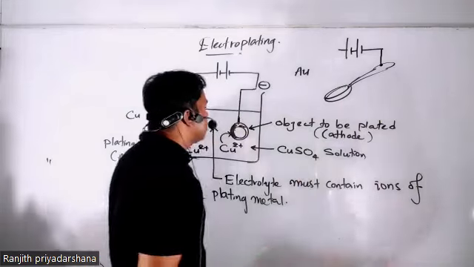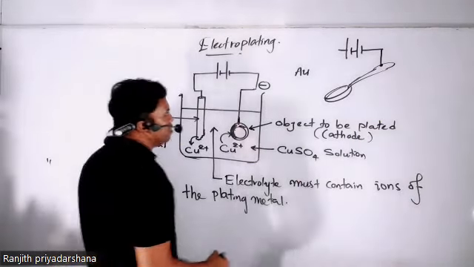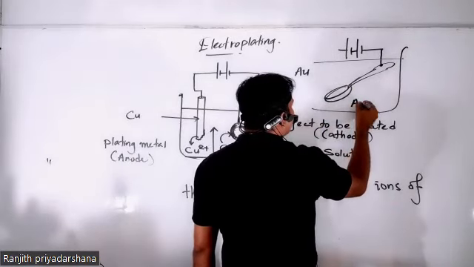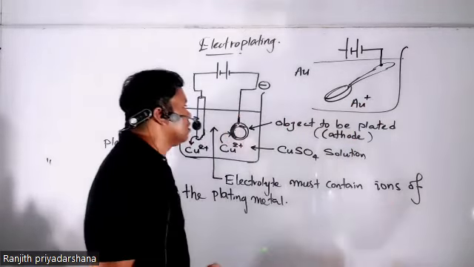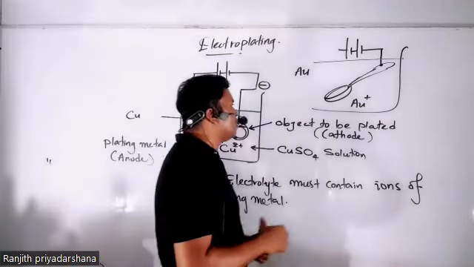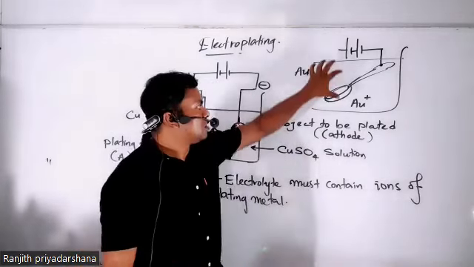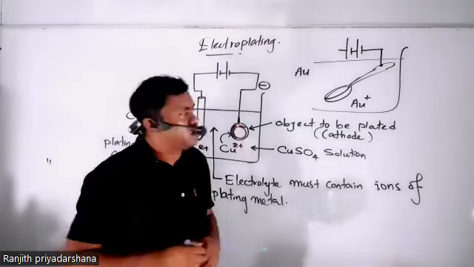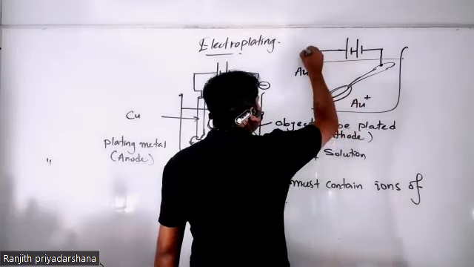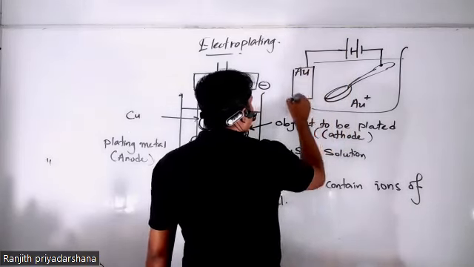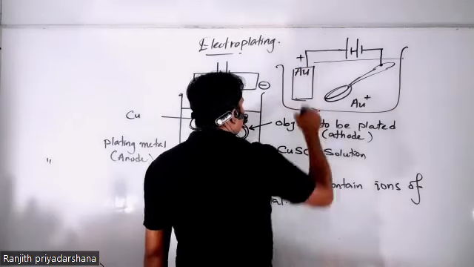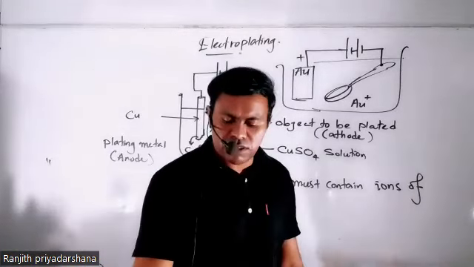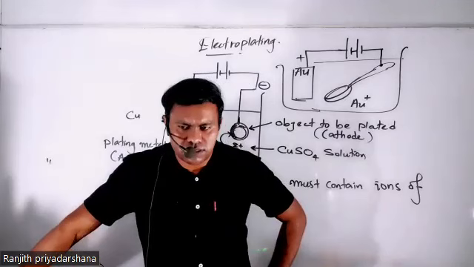Right. Next, what kind of solution do you use? That solution must contain gold ions, Au+. We can use a solution like gold cyanide. Right? And to continuously provide gold, you have to use a gold rod as the anode. So this is the concept of electroplating. Could you understand it?